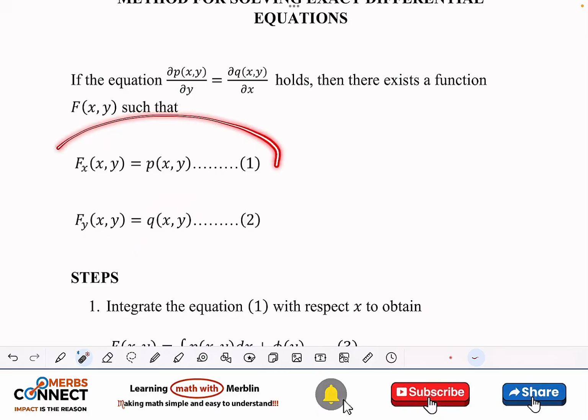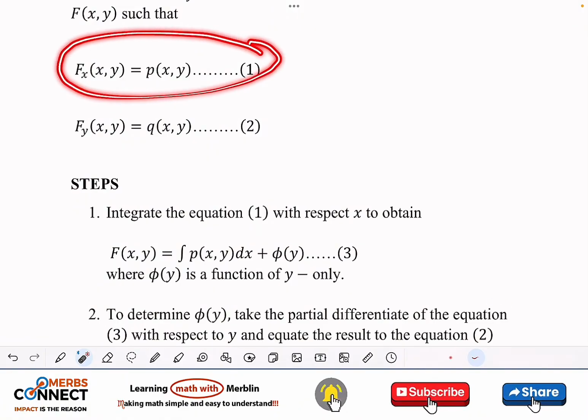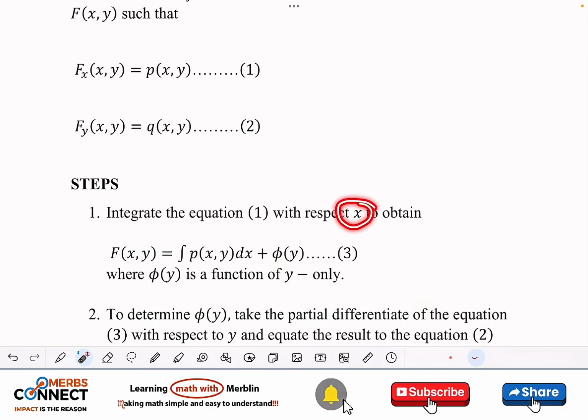Now when we are done with this, we need a process to go through. What's the process? We have two integrations, so we need to use them. The first one is to integrate this with respect to x. So from equation 1, we want to integrate it with respect to x. So when you integrate this one with respect to x, we are going to have this. Now, we have to add something.